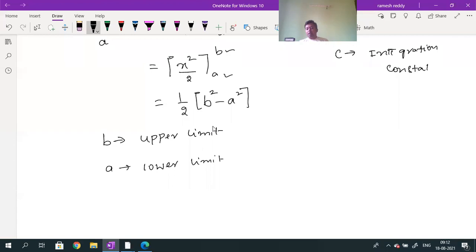In example problems, I will show what the upper limit is and what the lower limit is. Now for this discussion, if you know the meaning of definite integration and the meaning of indefinite integration, that is enough. If limits are not given, that comes under indefinite integration. If the limits are given, that comes under definite integration. Is it okay, students? If any doubts are there, you can ask at the end of the class.